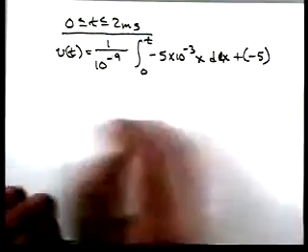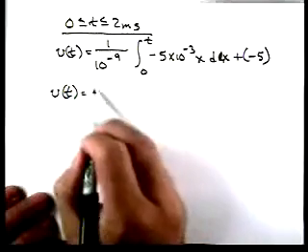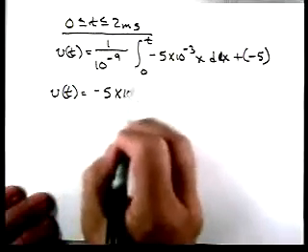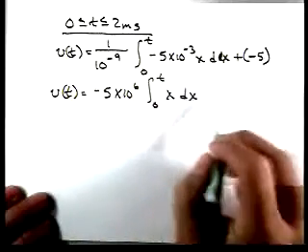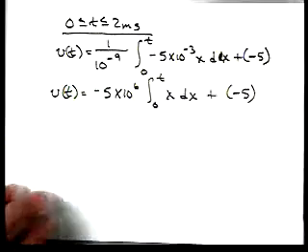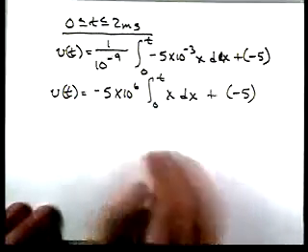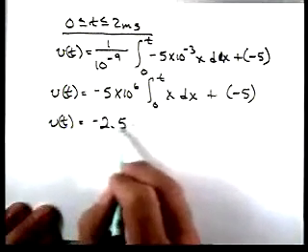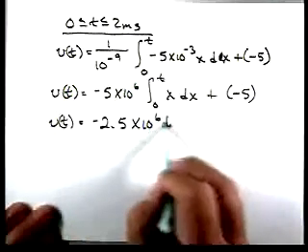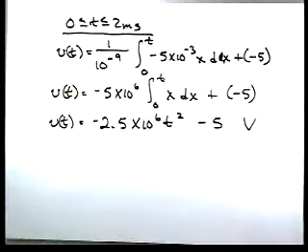So, if we pull out this term, this will have minus 5 times 10 to the 6th out front, integral from 0 to t, x dx, plus or minus 5. And if we integrate and plug in the limits, this becomes minus 2.5 times 10 to the 6th t squared minus 5 volts. So that describes the voltage.